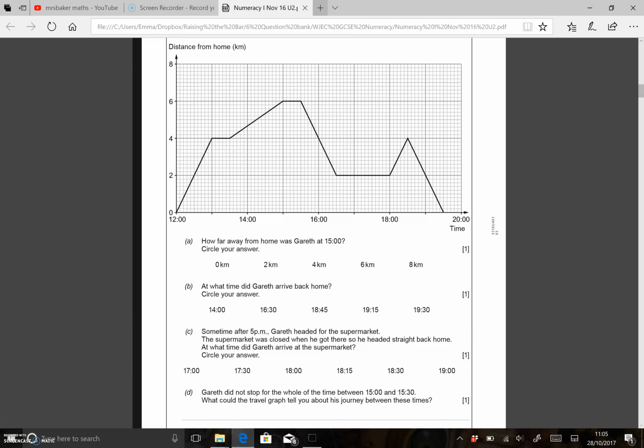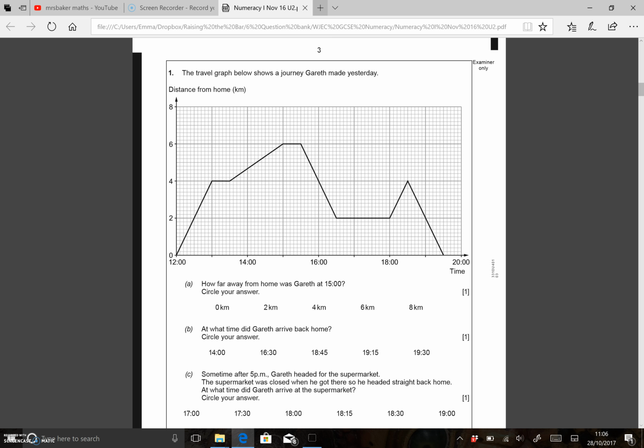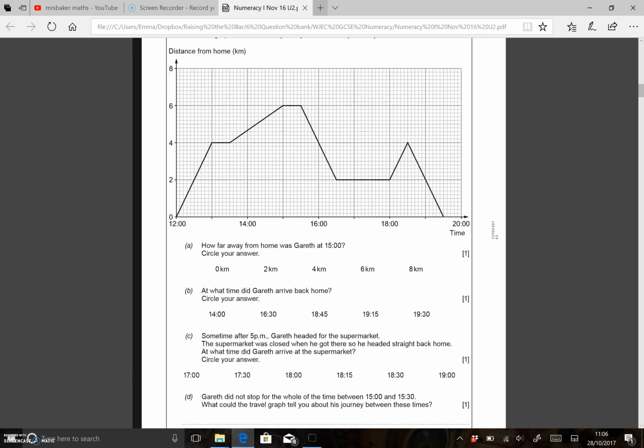Okay, so this is question 1 on the Unit 2 paper for November 2016 for GCSE Numeracy. This question's about a travel graph. It's showing a journey that Gareth made yesterday, and the vertical axis is showing the distance he is from his home, and the horizontal axis is showing the time of day that it is.